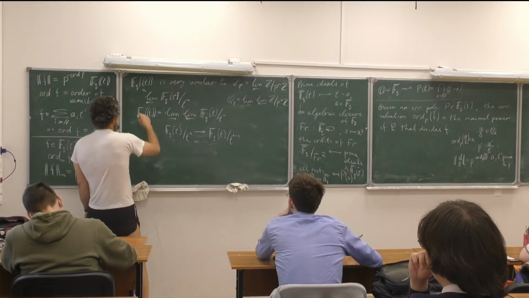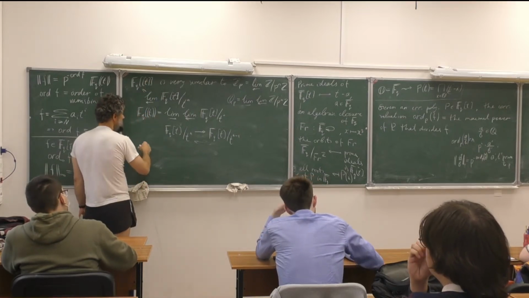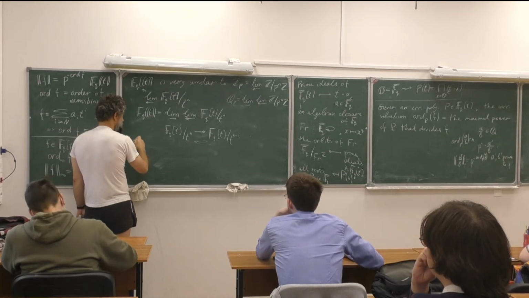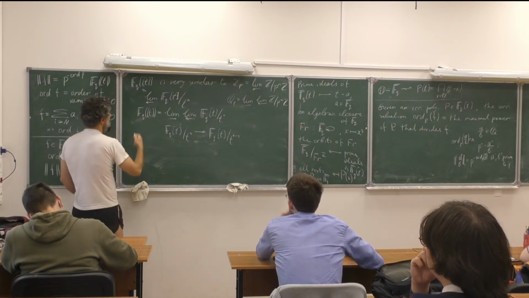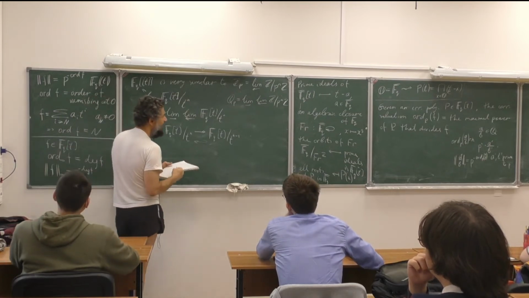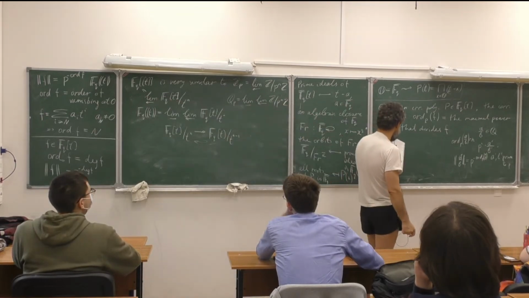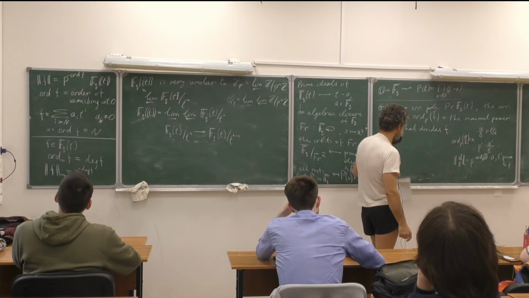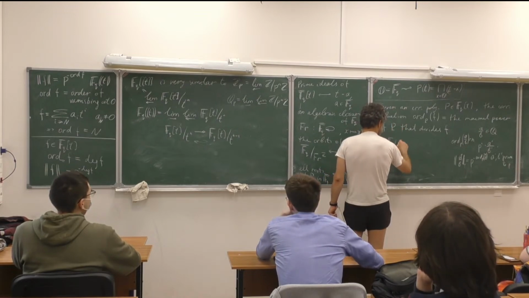Okay, and now what is the... well, you see, when I spoke about the classification of local fields, I said that in characteristic p they were all like this.